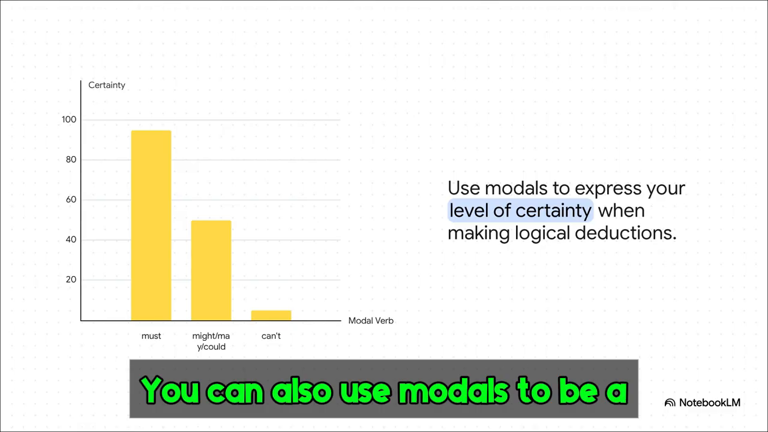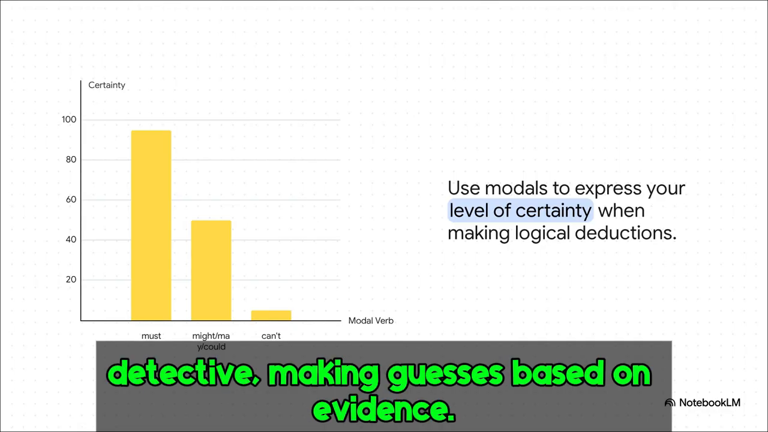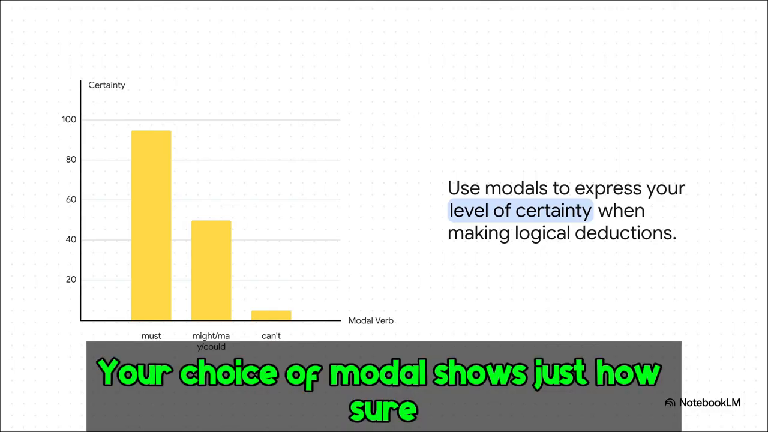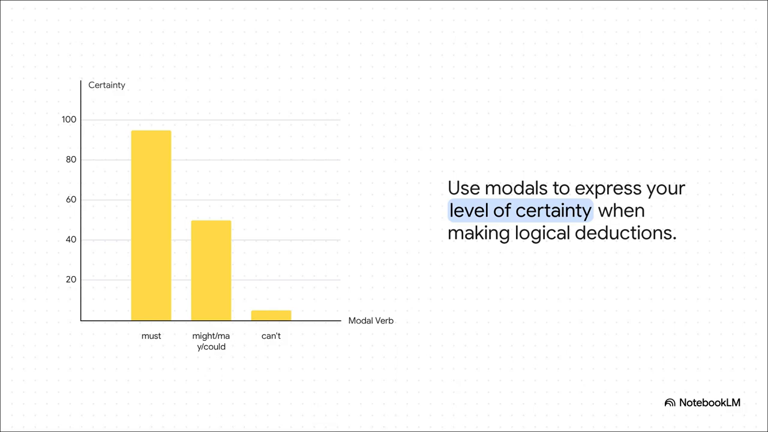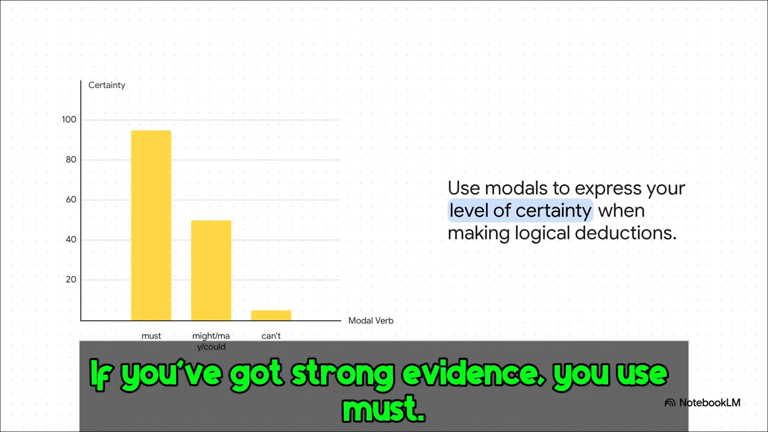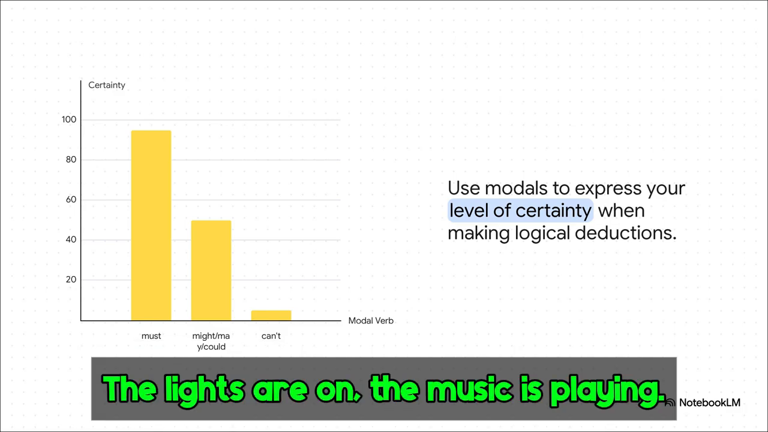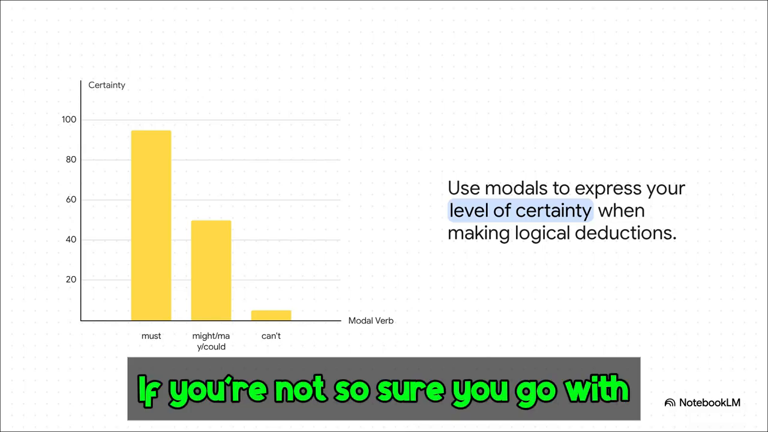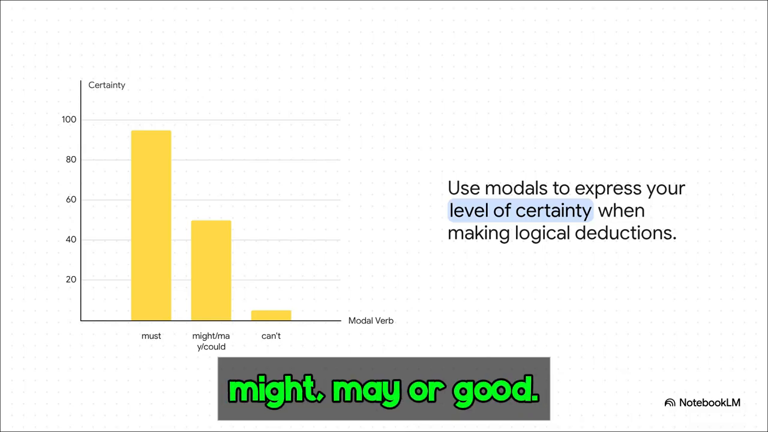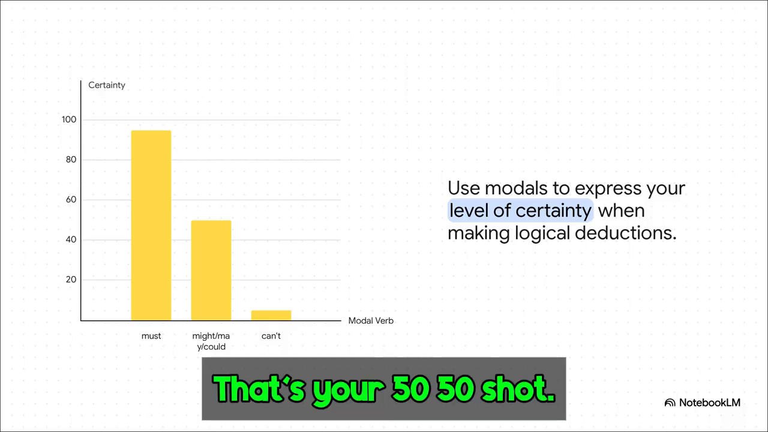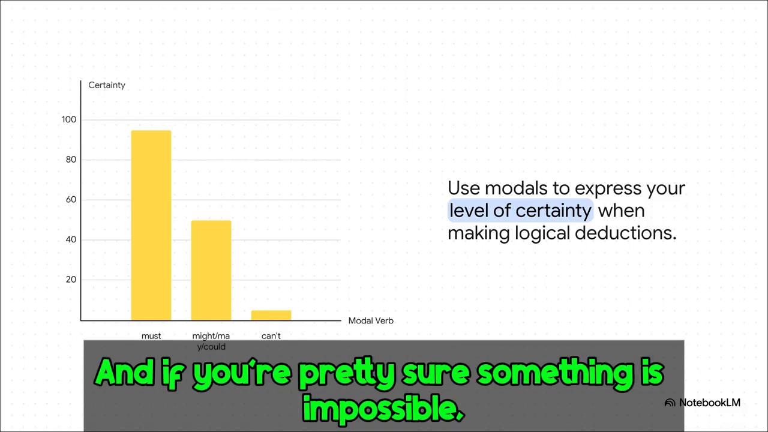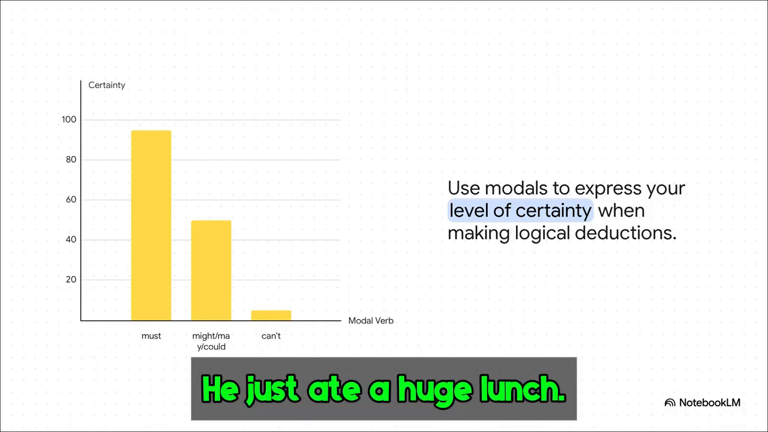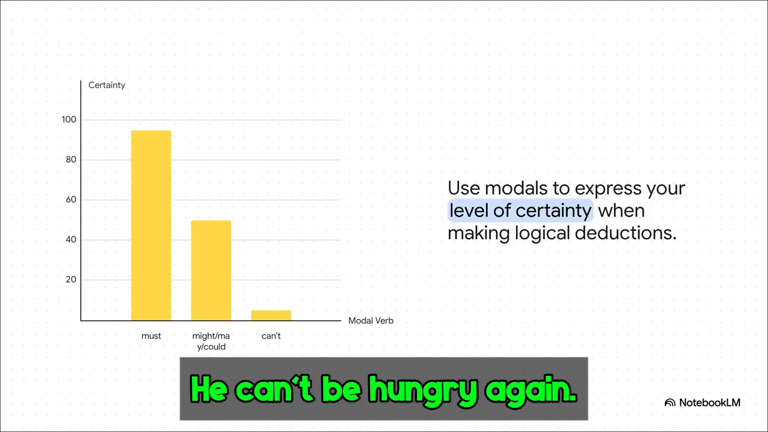You can also use modals to be a detective, making guesses based on evidence. Your choice of modals shows just how sure you are. If you've got strong evidence, you use must. The lights are on, the music is playing, they must be home. You're about 95% certain. If you're not so sure, you go with might, may, or could. That's your 50-50 shot. And if you're pretty sure something is impossible, you use can't. He just ate a huge lunch. He can't be hungry again.